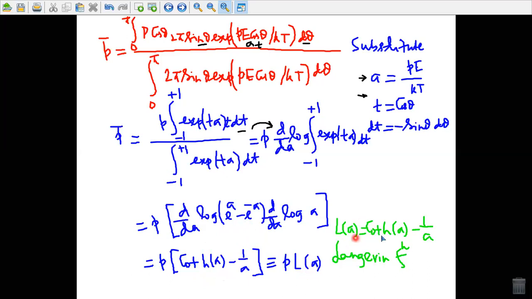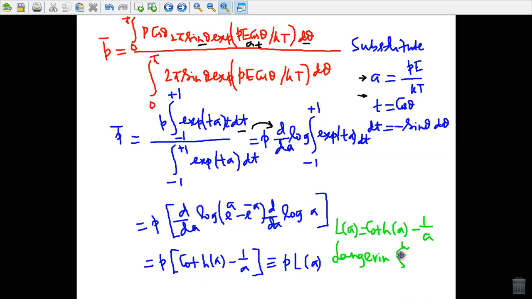This L(a) is a particular function called the Langevin function, because Langevin first derived this formula in case of paramagnetic gases, but Debye applied this relation to a dipole gas, an electric dipole gas.